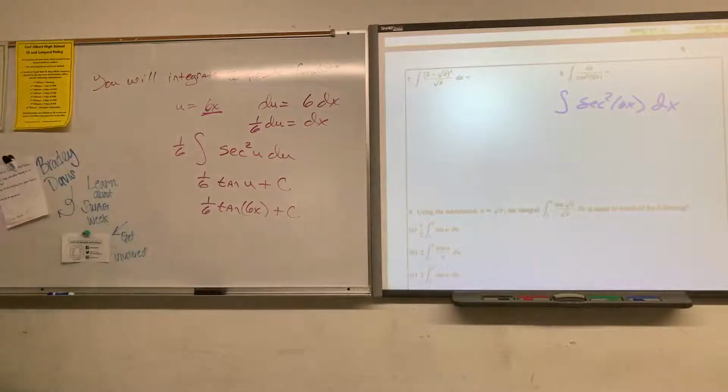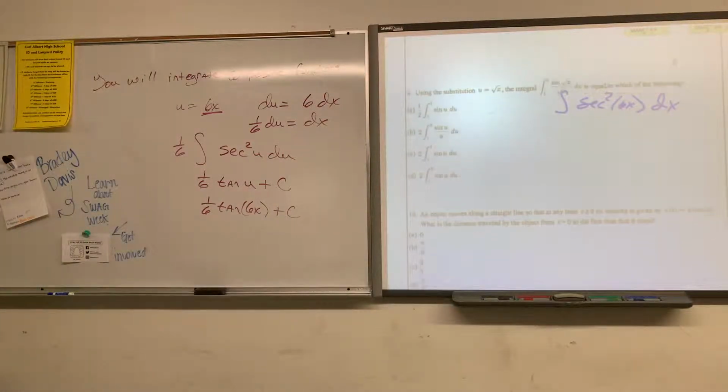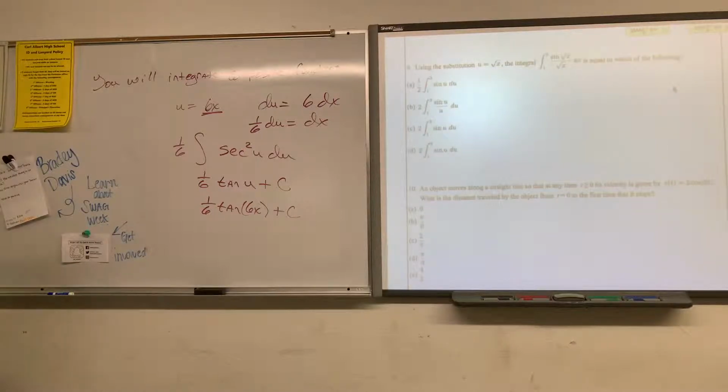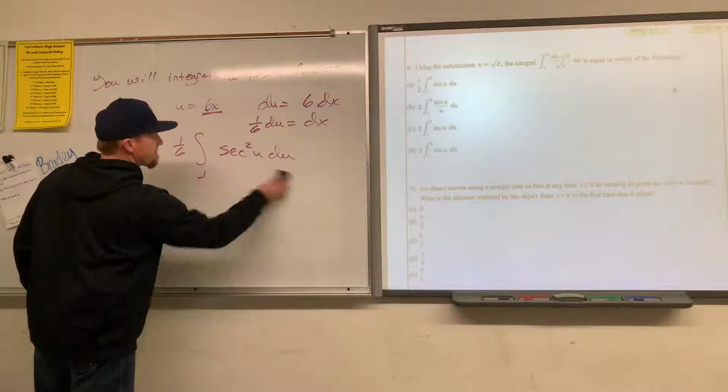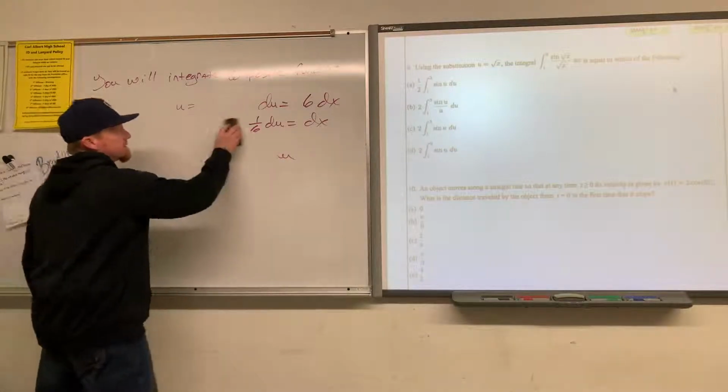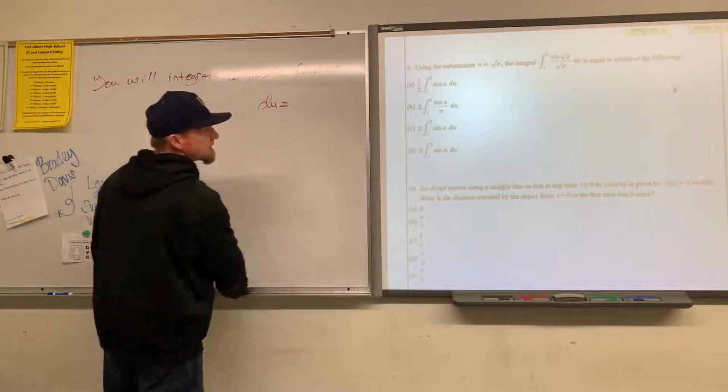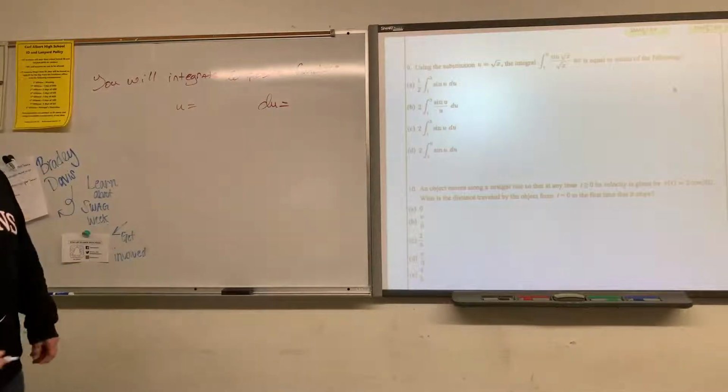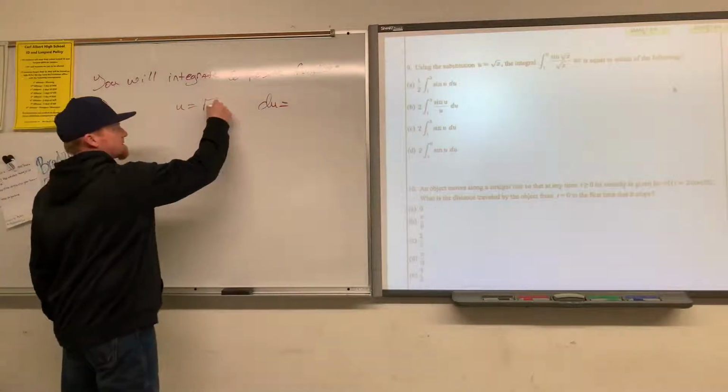Alright, so that's number 8. Moving on to number 9, we had one similar to this on Wednesday's assignment, so we should feel pretty comfortable about it on number 9. They tell us what u needs to be. We just have to tell them what it's going to be rewritten as. So u is the square root of x.